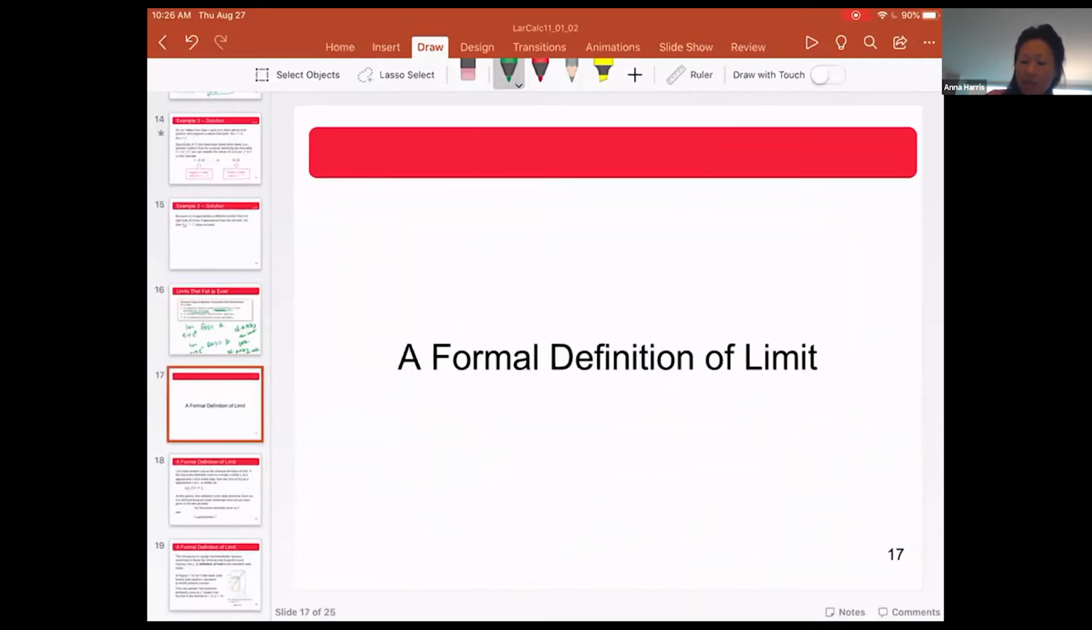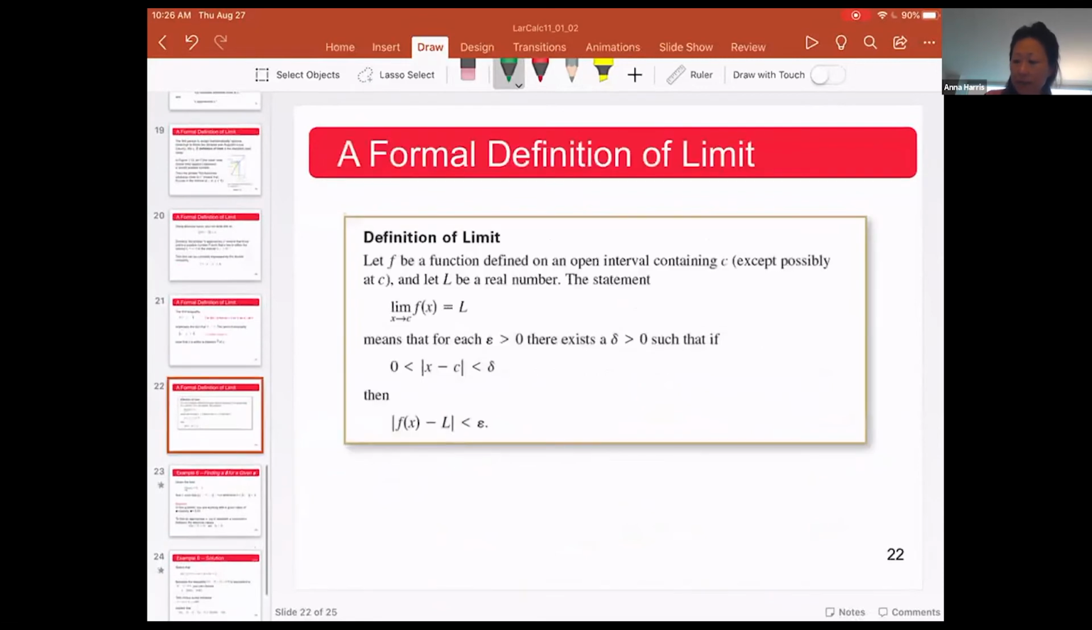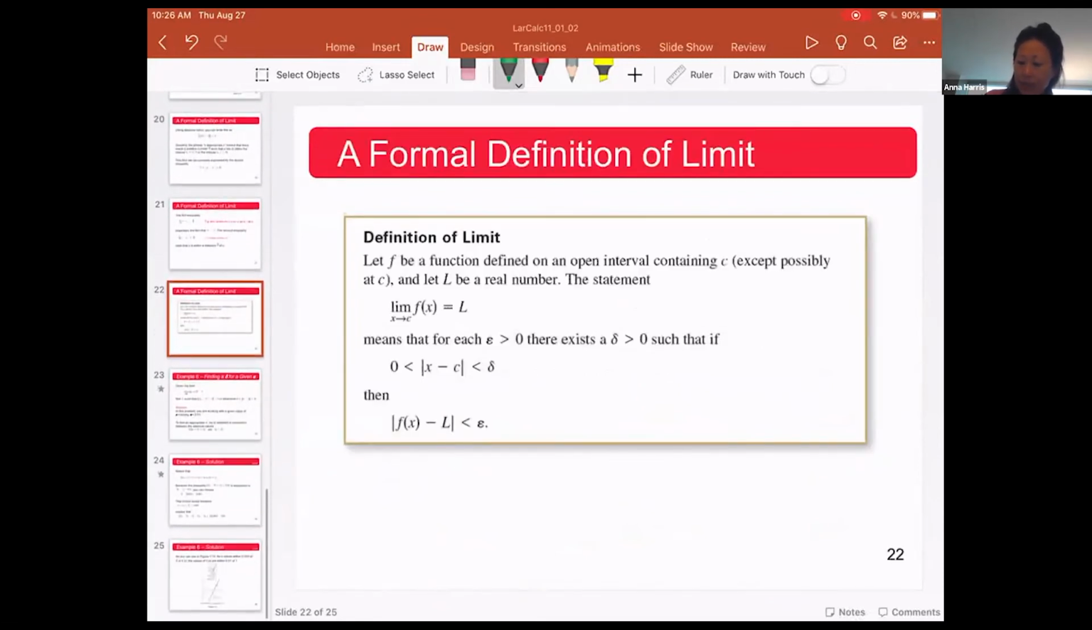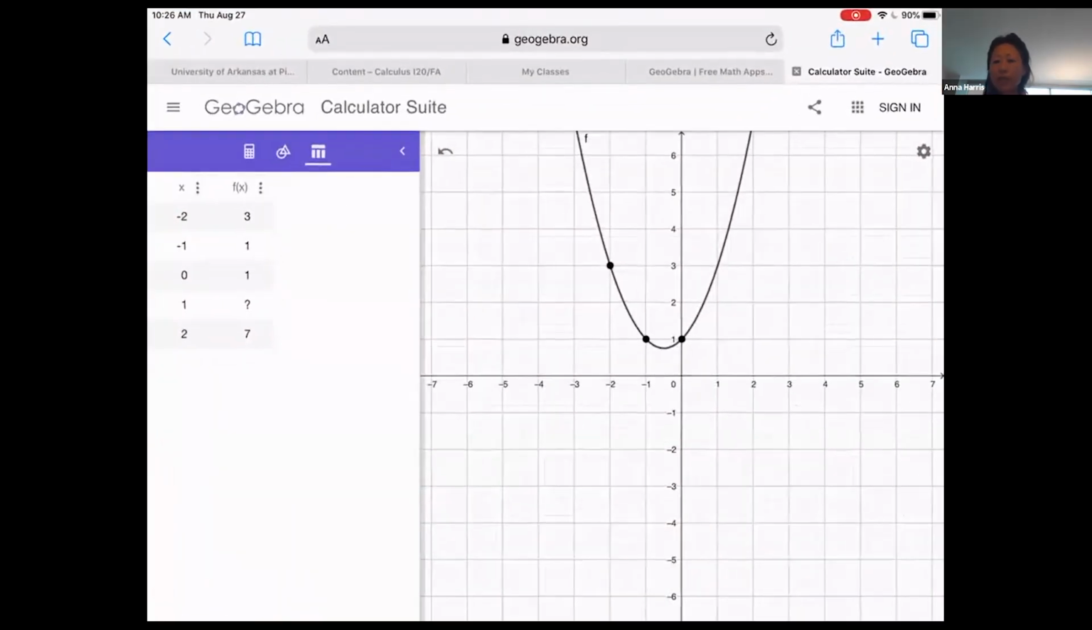The formal definition of a limit, I'm not going to do that today. We can wait on that. Okay, so we can do the homework problem. Let's look at the homework problem together.